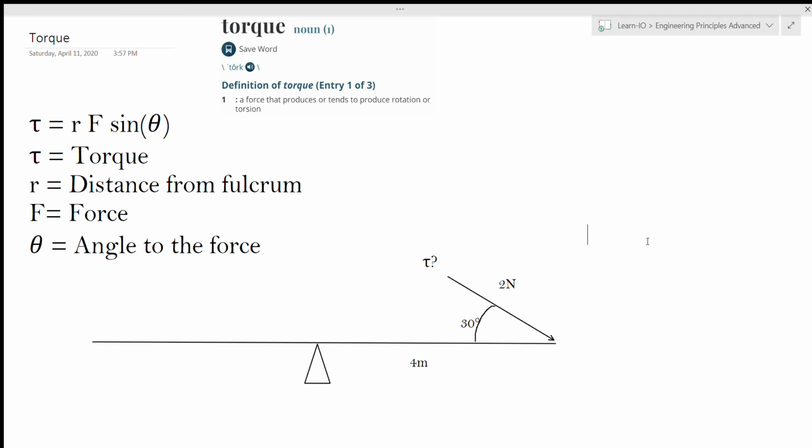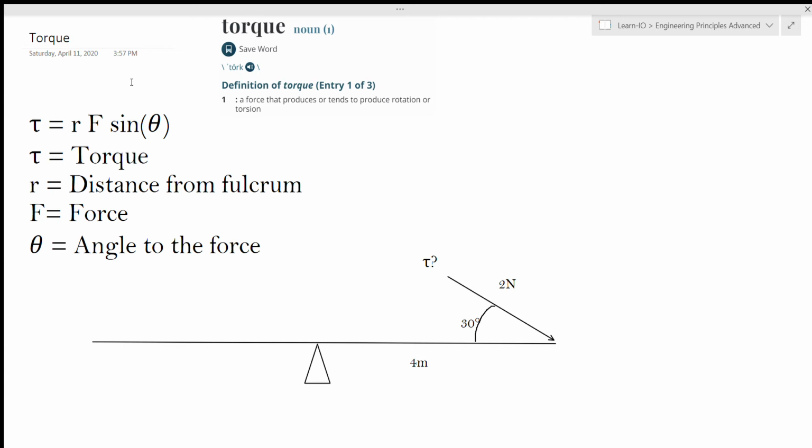But this time we're going to talk about a slightly more complicated formula to solve for torque. If you remember, last time we used the formula tau equals r cross F, cross basically meaning that the force and the distance had to be perpendicular. Now we're using r F sine theta, theta being this O-looking thing at the end, which basically stands for the angle at which the force is being applied.